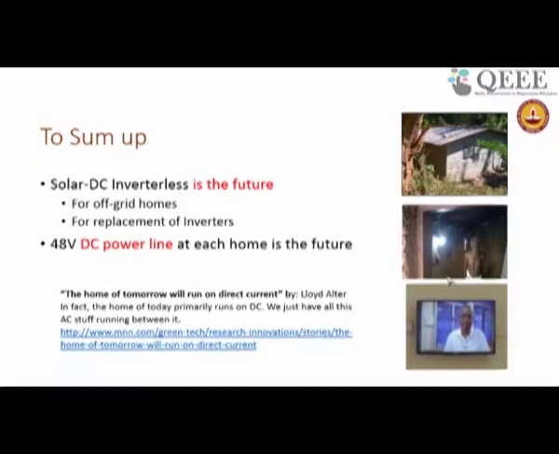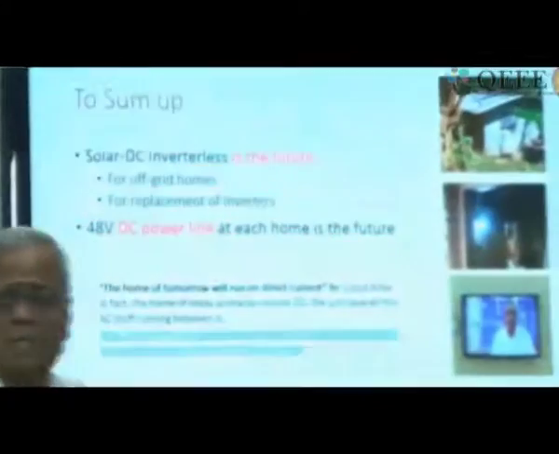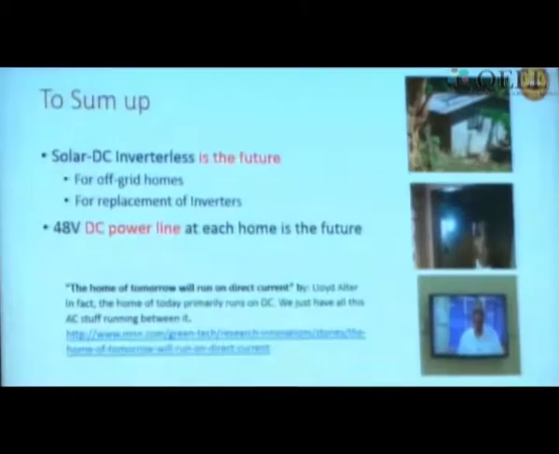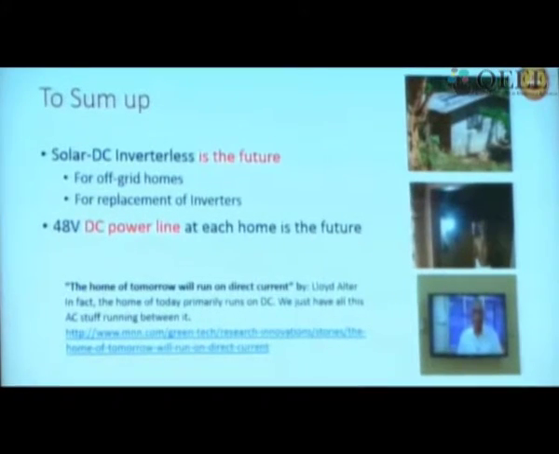Solar DC inverter is the future for off-grid home, for replacements of inverters, and for DC power line at each home. And I'll give a quote. This was an interesting article. Since you have this, you can look at this article. This article came recently, The Homes of Tomorrow Will Run on Direct Current by Lloyd Alter.